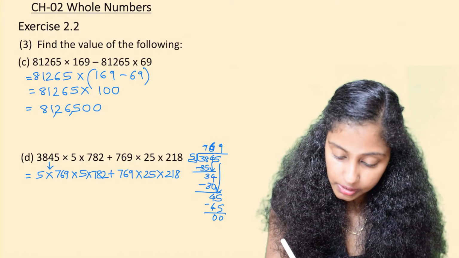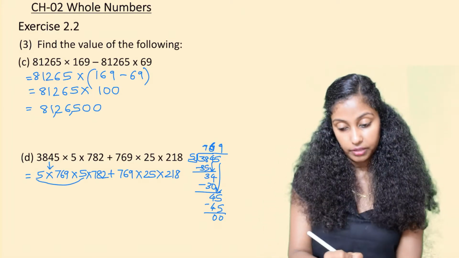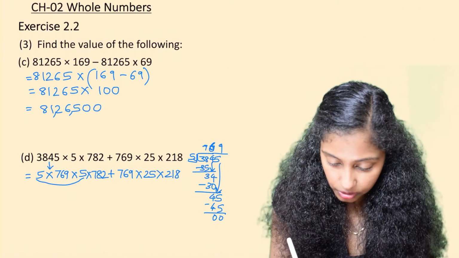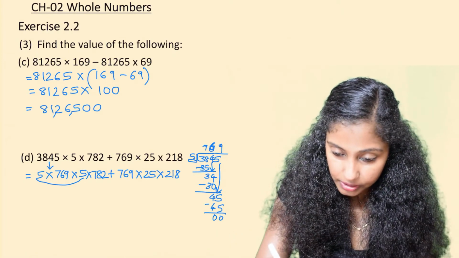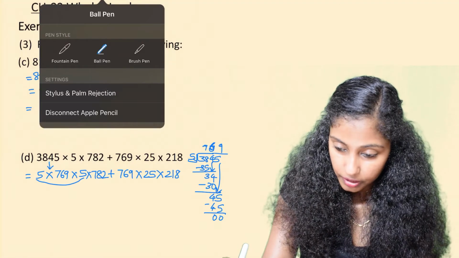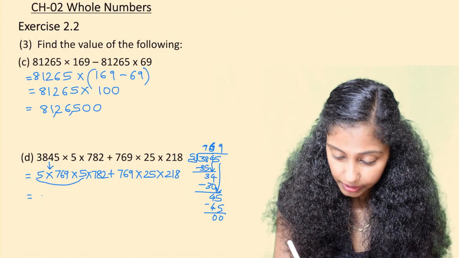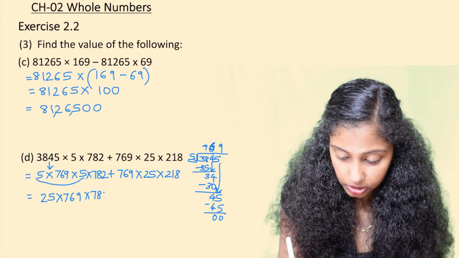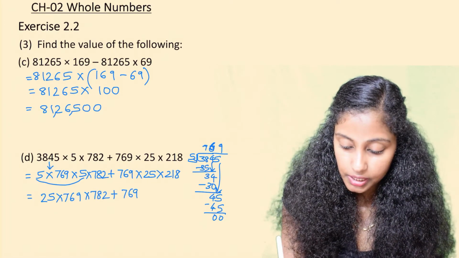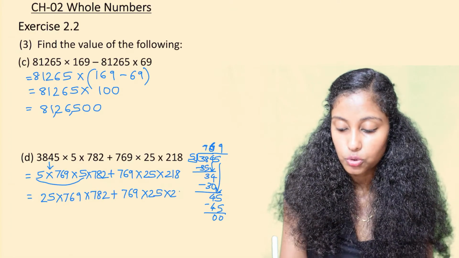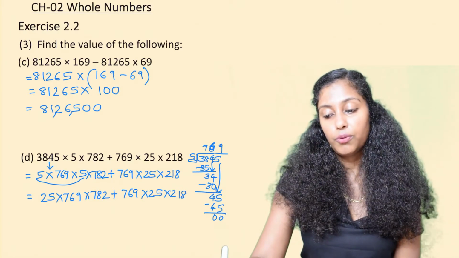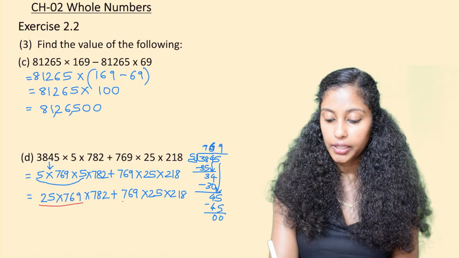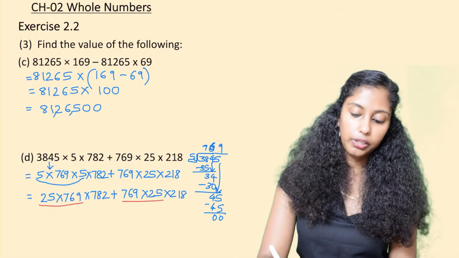So here what we see is 5 into 5 is 25. And even this 769. So here what we see, very firstly we'll write 5 5s is 25 into 769 into 782 plus 769 into 25 into 218. Now here what we can see is 25 into 769 is common in both the places.